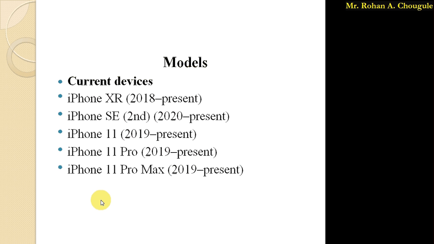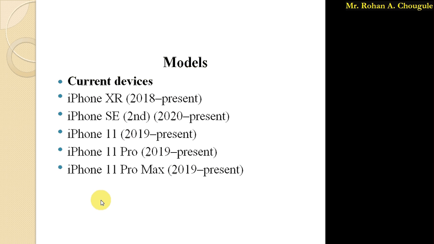Then the last point we are going to see is the different models available in the market related to the iPhone. Currently only 5 models are available in the market. That is iPhone XR, which was launched in 2018. Then iPhone SE second generation, which was launched recently in the month of May. That is May 2020, they launched the iPhone SE second generation.